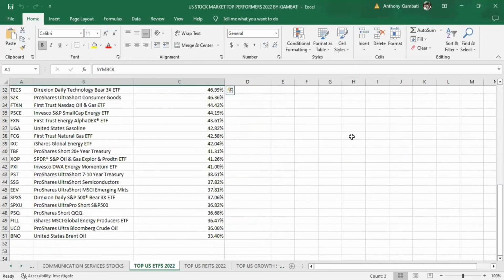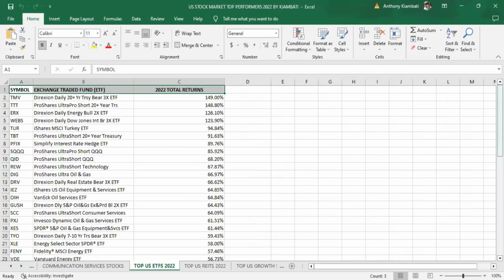So let's have a look at the ETFs. You can see that the best performing ETF was the Direxion Daily 20+ Year Treasury Bull 3x ETF. When you look at 3 times, it basically means it's a leveraged ETF, an ETF whose returns are multiplied 3 times. We also have the ProShares UltraPro Short 20+ Year Treasury ETF.